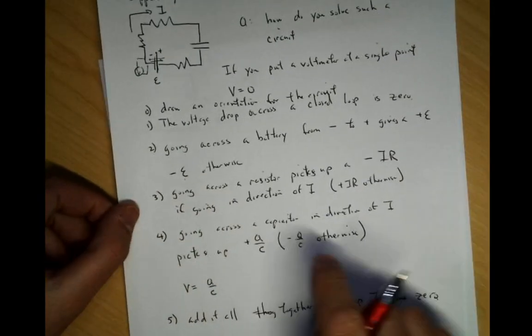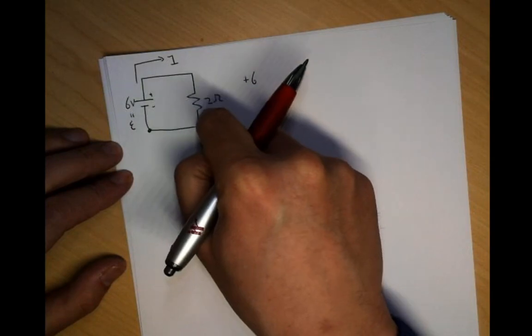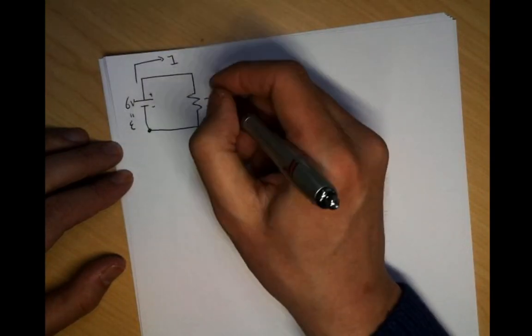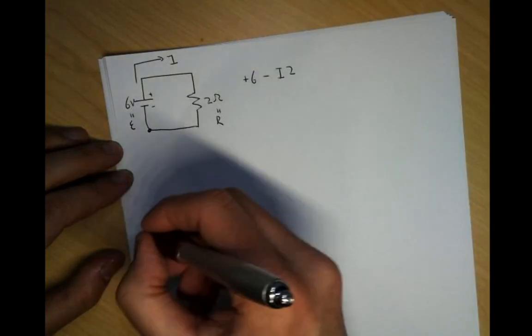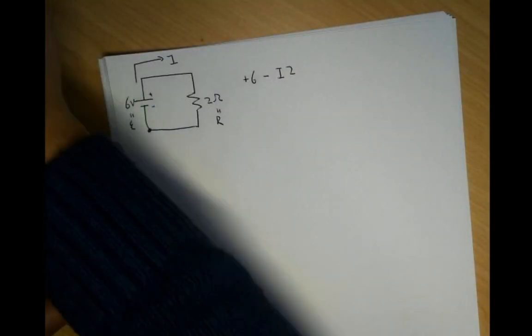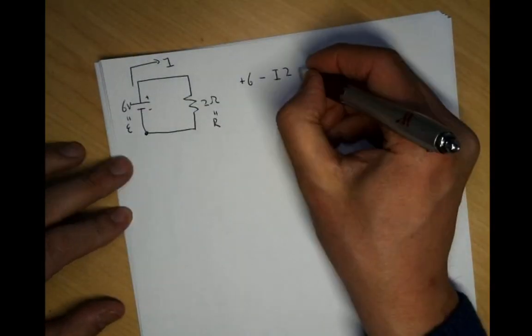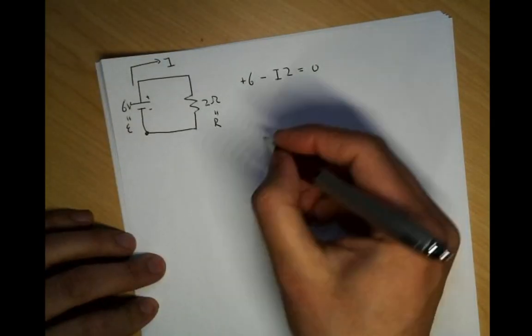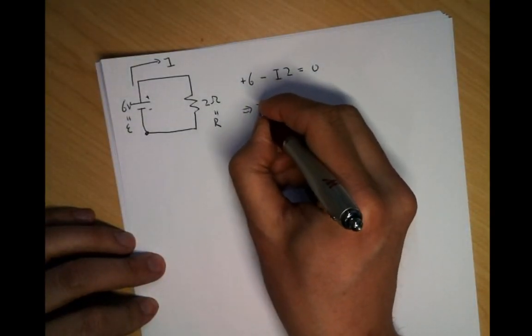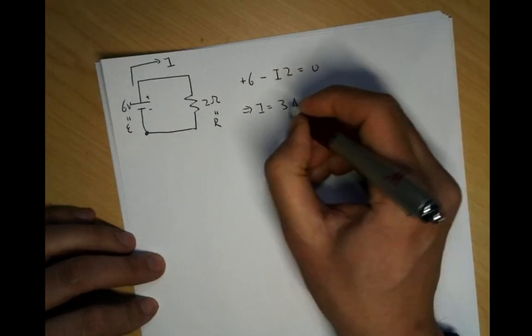Next thing. Going across the resistor picks up a minus IR. So going across the resistor, there's my resistor, I'm going in the direction of I, so it picks up a minus I times 2. That's R. And then going across the capacitor, I don't have to worry about it. Add it all together per loop, equals 0. And now we go ahead and solve it. I is equal to 3 amps.